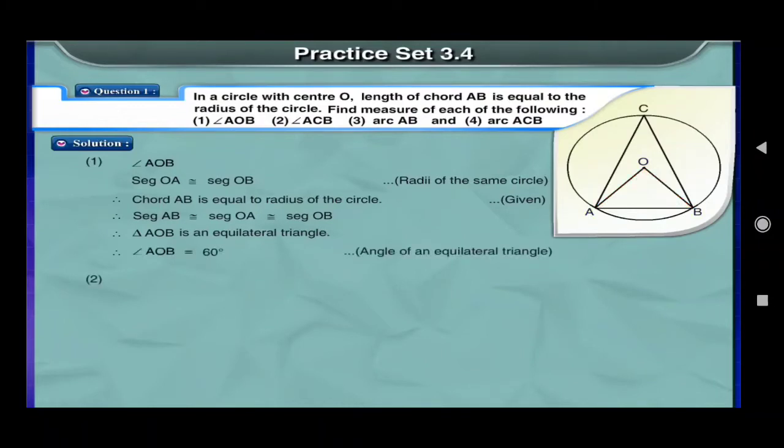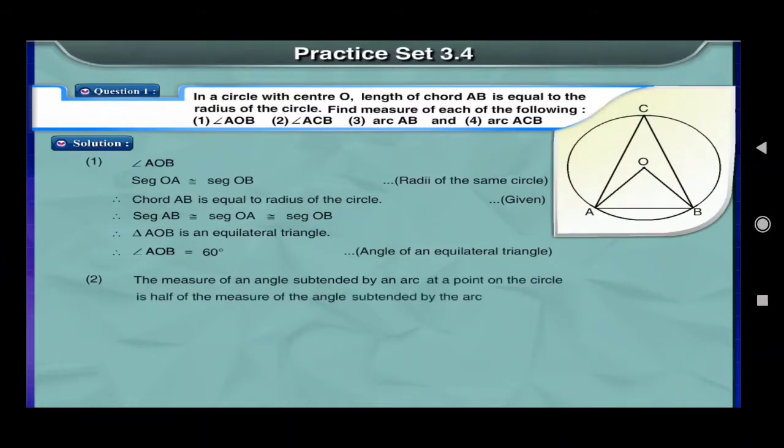2. Next, we have to find measure of angle ACB. The vertex C of angle ACB lies on the circle. Arc AB subtends angle ACB at point C on the circle. We have studied the theorem: the measure of an angle subtended by an arc at a point on the circle is half of the measure of the angle subtended by the arc at the center. Now apply this theorem and find out the measure of angle ACB.